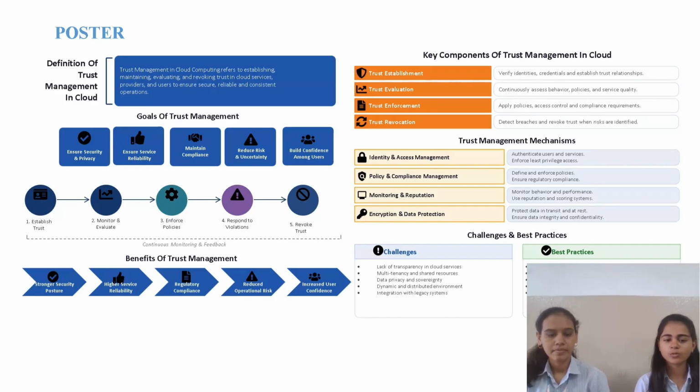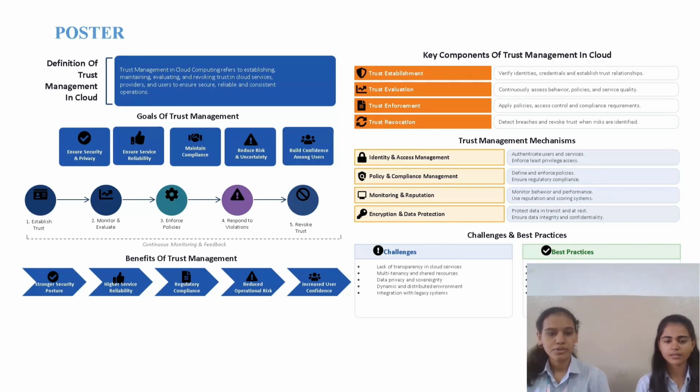Then the fourth one is it builds user and business confidence. When clients know a cloud provider has a strong trust framework with audits, certifications, and transparent policies, they are more confident migrating sensitive workloads to the cloud. And finally, it's compliance. Regulations like GDPR, HIPAA, and ISO require organizations to demonstrate controlled access and data protection. A trust management system makes compliance reporting much easier.